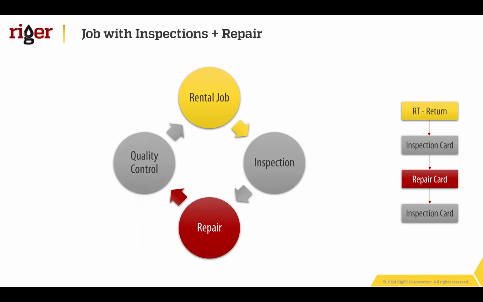More advanced is when the inspection module is activated and we run inspections after the rental job. In this case, we have rental ticket return, we have an inspection card, and based on the inspection card result, we generate a repair card or not. And in some cases, after the repairs, we can run another inspection card, which is called quality control, a list of check points, check marks, and we're moving that.